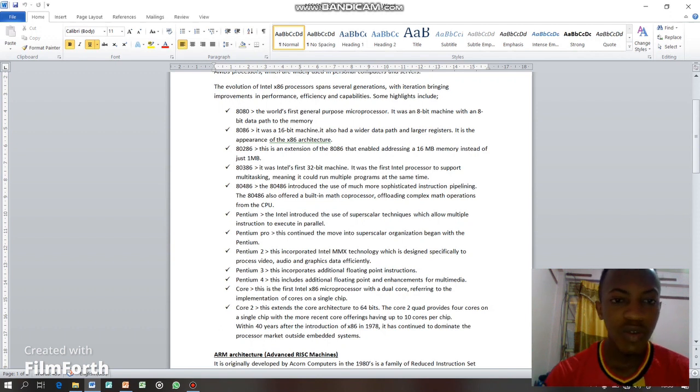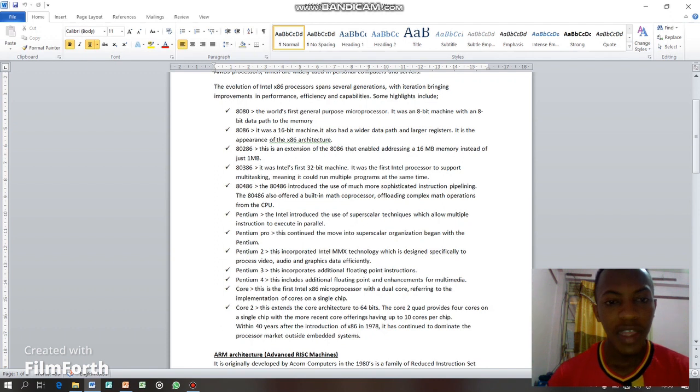And so we got the next one, which was the 8086. After the introduction of the 8080, they introduced the 8086, which was a 16-bit machine, and it had a wider data path and larger registers, which is the appearance of the X86 architecture. So this tells us that the general X86 architecture has a wider data path and larger registers.